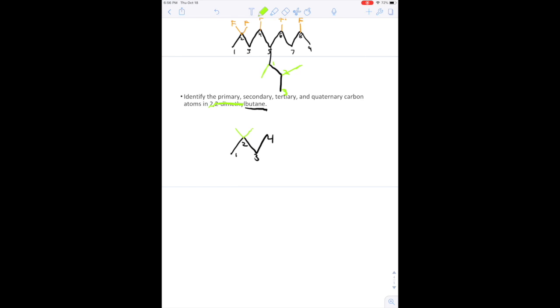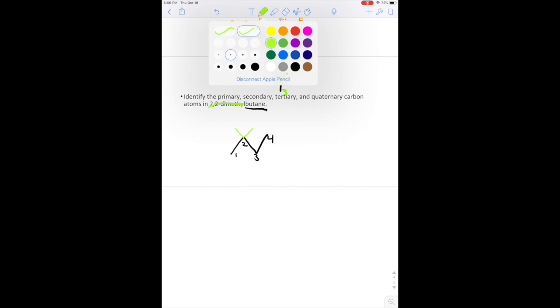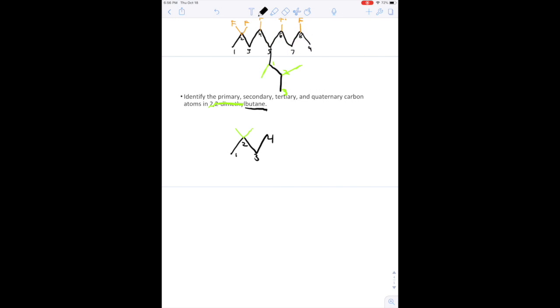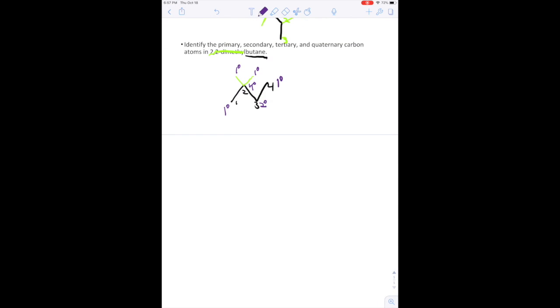But in order to identify what degree these carbons have, I have to identify what type of bonds they have. For example, my first carbon is bonded to only 1 carbon. My second carbon is bonded to 4 carbons. First carbon, 2 carbons, and 1 first carbon. That's the answer. Check it. Perfect, good. Hopefully you guys got that.